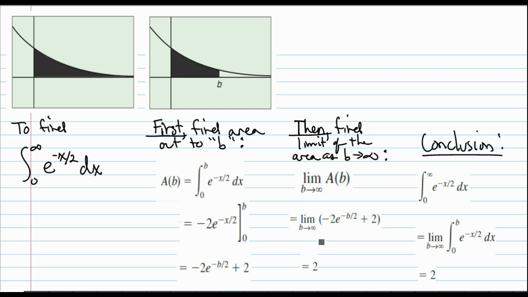Well, the limit as b approaches infinity of this, infinity over 2, is kind of infinity, but that's going to be in the denominator. So negative 2 divided by that is 0, and then plus 2 is 2. So our conclusion is that the antiderivative from 0 to infinity of e to the negative x over 2 dx is going to be the limit as b approaches infinity of the antiderivative from 0 to b of our integrand, and then that's 2. So let's look at our example.